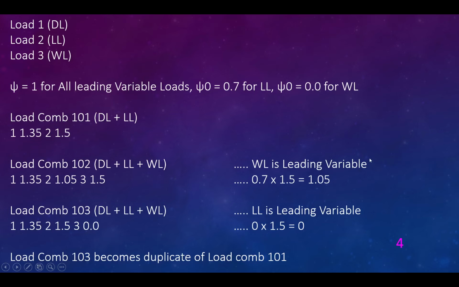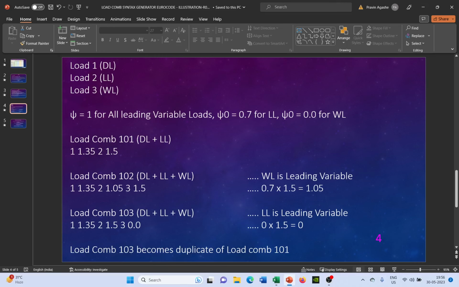Wherever any national annex has a wind load combination factor xi 0 with a different value than 0, load case 101 and 103 will not be duplicates. But in this particular case, in our program, these 101 and 103 load combinations will be indicated as duplicates. So let us go back to our Excel sheet.